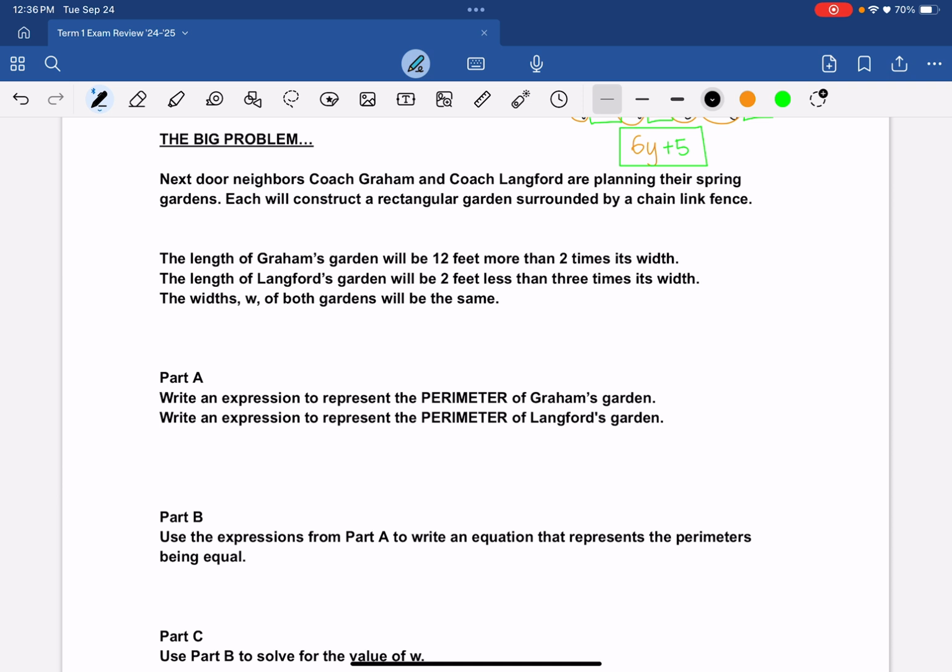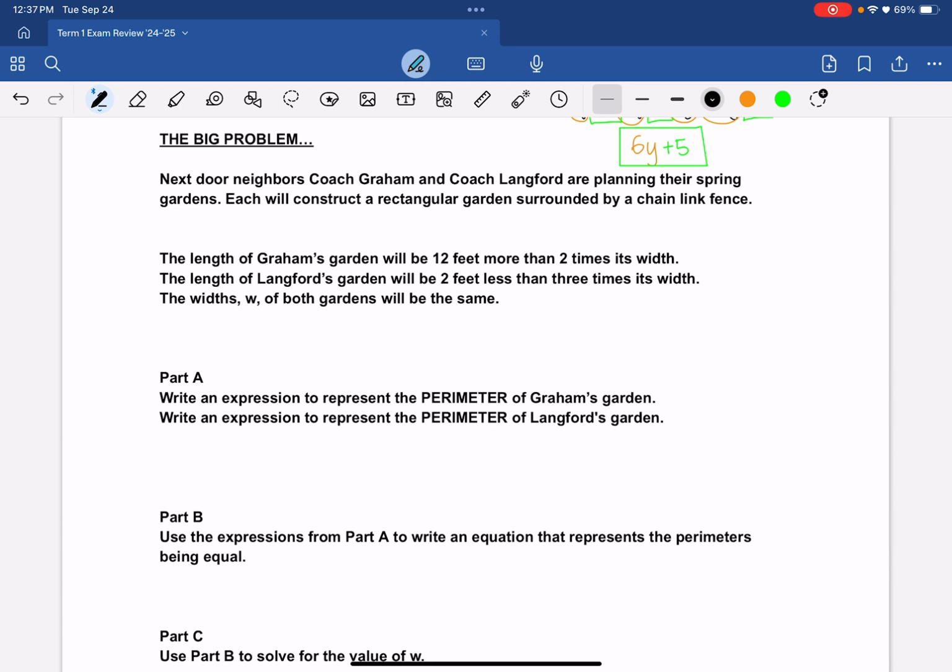Okay, so the next door neighbors, Coach Graham and Coach Langford, are planting their spring gardens. Each will construct a rectangular garden surrounded by a chain link fence. The length of Graham's garden will be 12 feet more than 2 times its width. The length of Langford's garden will be 2 feet less than 3 times its width. The widths, W, of both gardens will be the same.